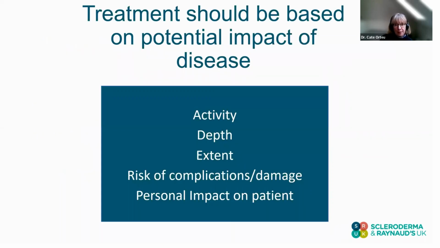So the important thing in terms of how we decide how to treat people is it should be based on whether the disease is active, whether it's deep, and how extensive it is, and therefore what the risk of complications and tissue damage is, and how much of an impact it's having on the person, of course, which is clearly crucial.